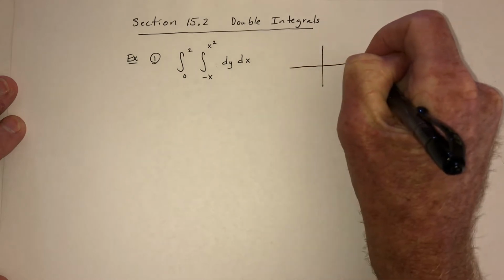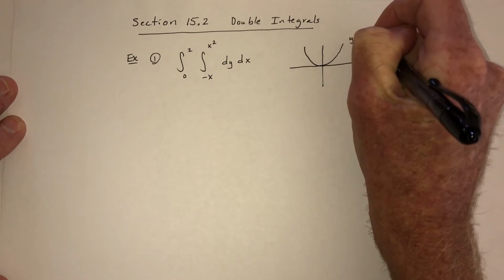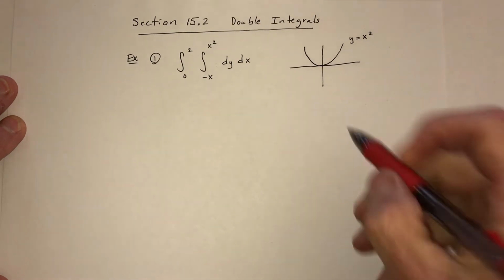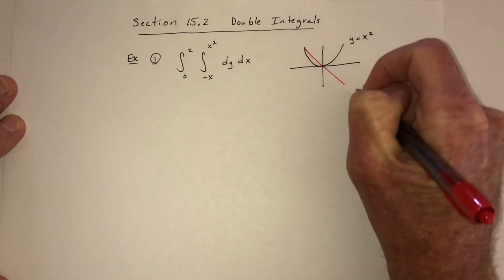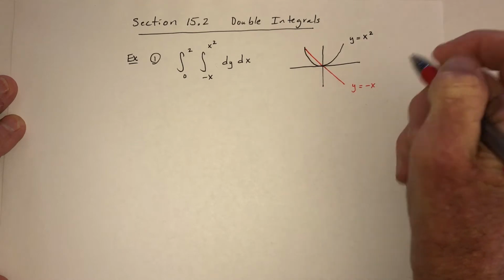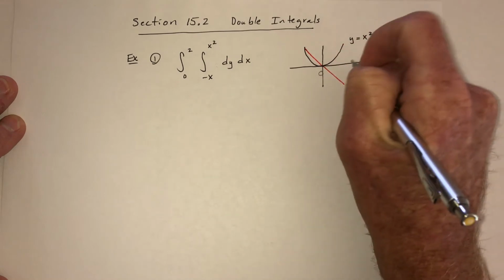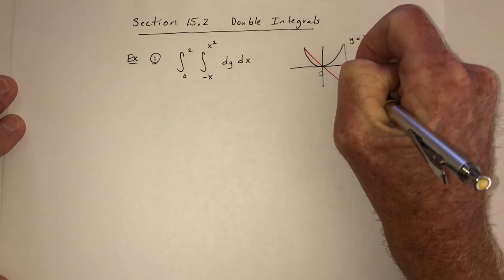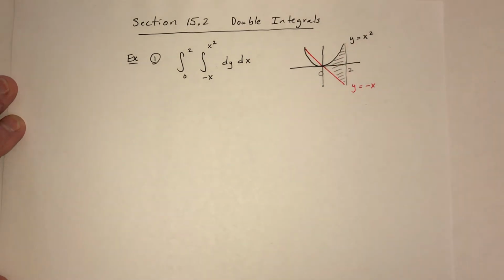So y equals x squared, that's a parabola that looks like this. That's y equals x squared. And y equals negative x is a line that goes like this. It goes through the origin. So this is y equals negative x. And then x is going from 0 to 2. So from 0 to 2. So the area that we're actually finding is this area in here.